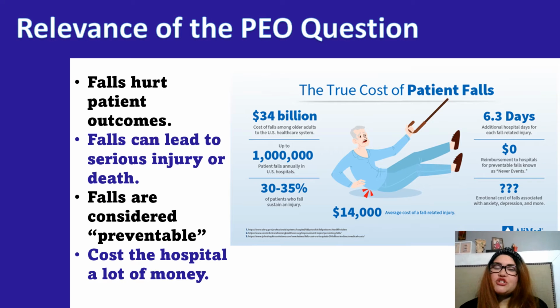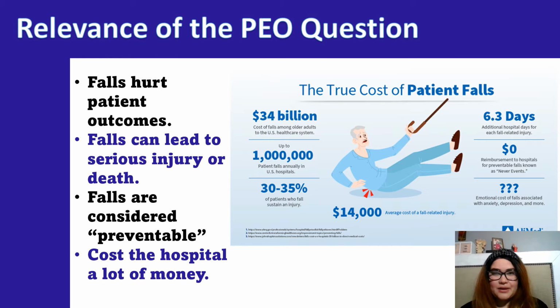The relevance of my PICO question is that falls hurt patient outcomes. If a patient falls, it's usually going to add more days to their hospitalization. An average amount is 6.3 days. Falls can lead to serious injury or death, such as fractures, traumatic brain injuries, and of course death. Falls are considered preventable under Medicare and Medicaid regulations.